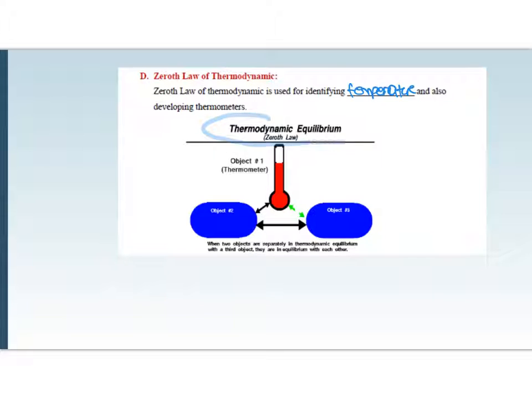So here it is. There's a thermodynamic equilibrium here. If the first object's temperature is equal to the second one, and if the second one is equal to the third one, this means that the first one and the third one are at thermodynamic equilibrium. So this is the idea of the zeroth law.